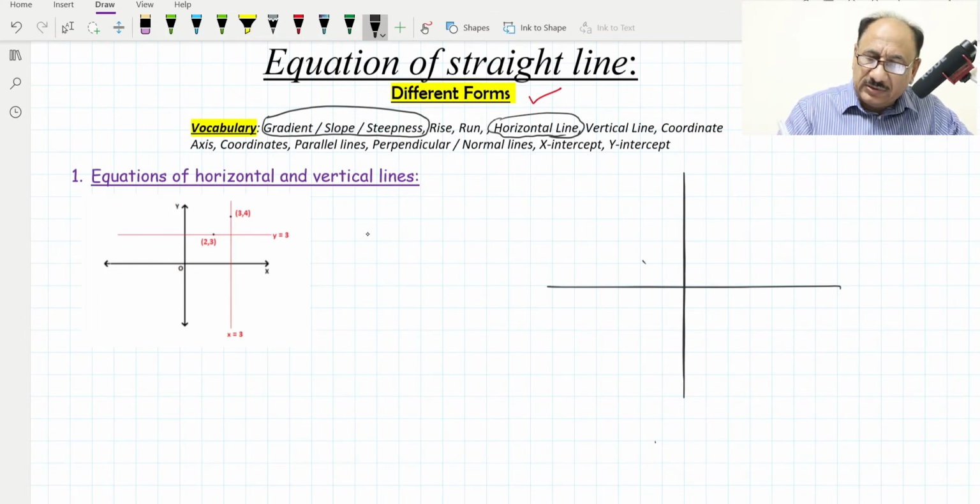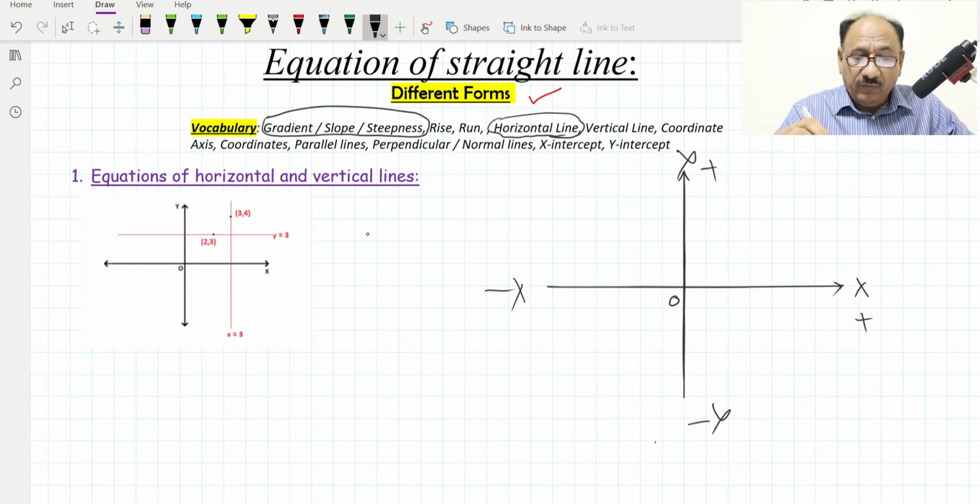Then the coordinate axis: the horizontal line and vertical line intersecting at the origin. This is basically the coordinate axis. We are saying this is the x side, this is the y side, this is the positive x-axis, this is the positive y-axis, the negative y-axis, and the negative x-axis. Hopefully you are understanding this.